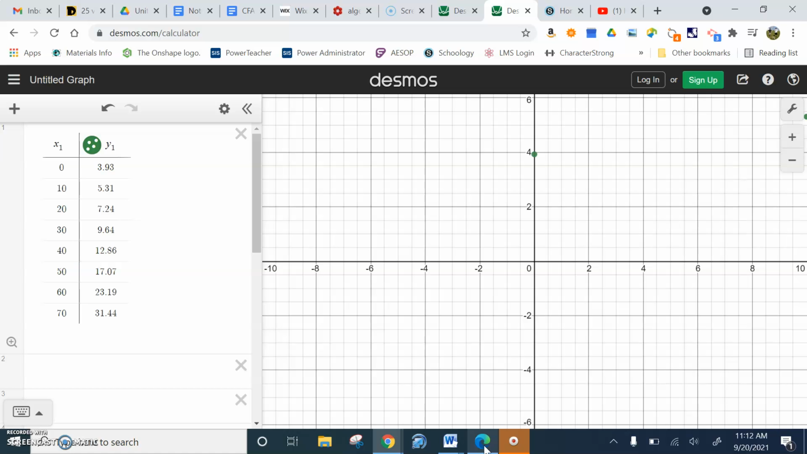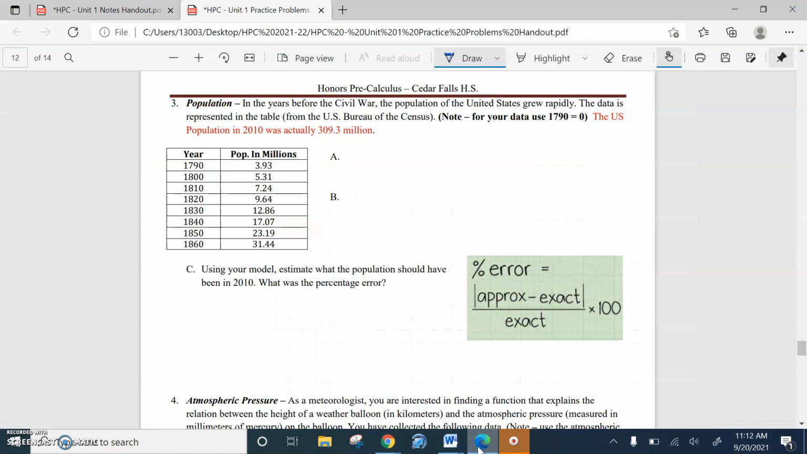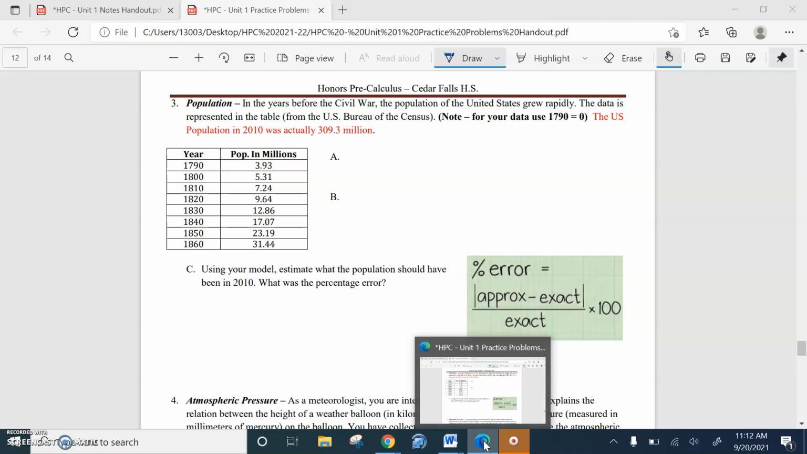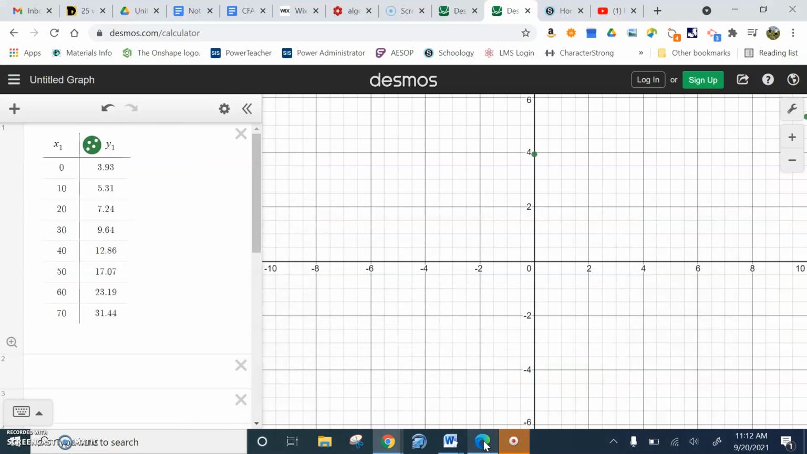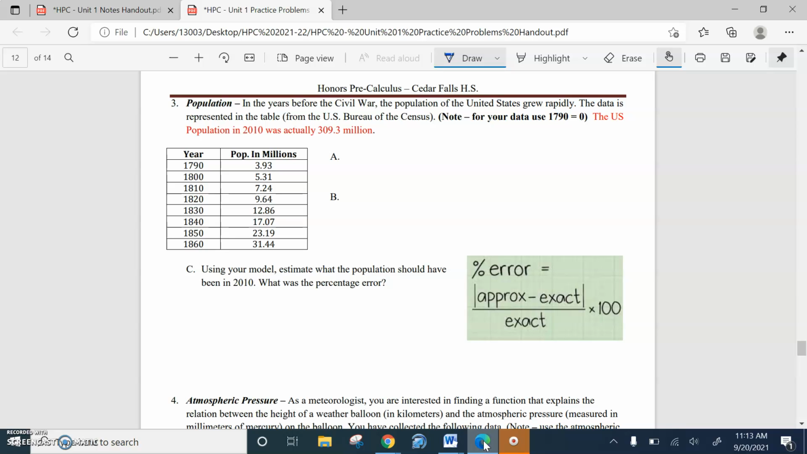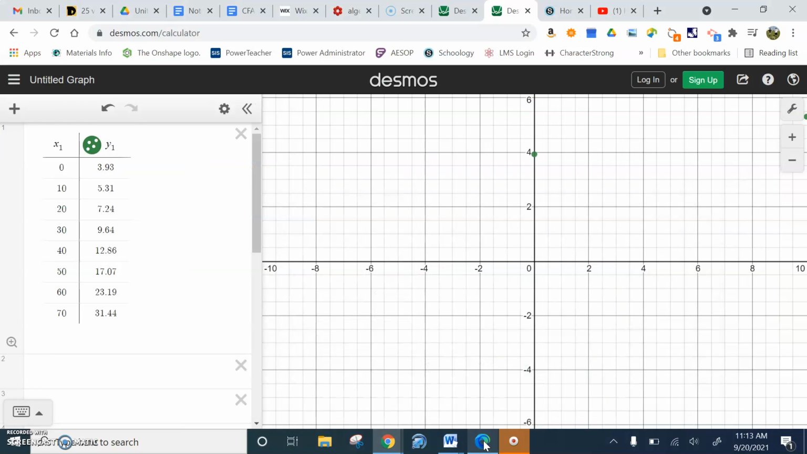One thing to note: it does say, for your data, use the year 1790 equals 0. So 1790 is 0, then 1800 is 10, 1810 is 20, and so on. If we do that, you see 0, 10, 20, 30, all the way up to 70. So we have data points up to 70 years past, from 1790 to 1860.